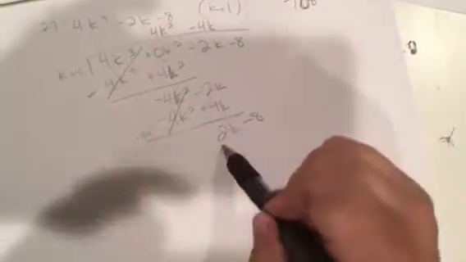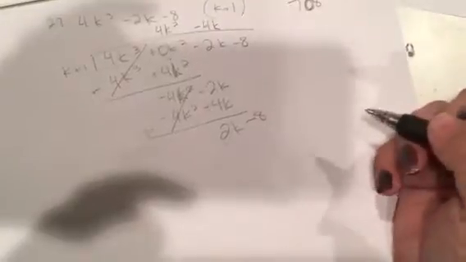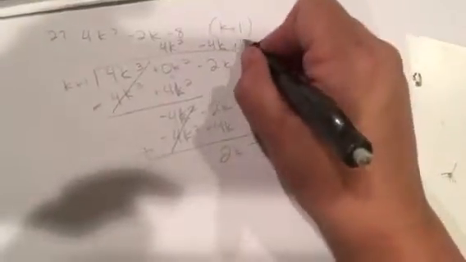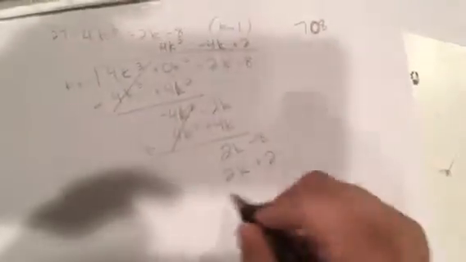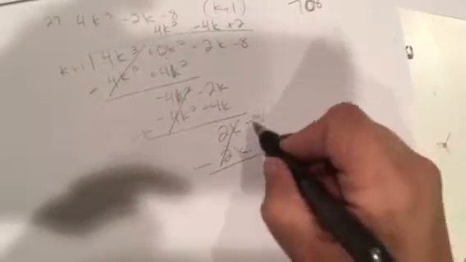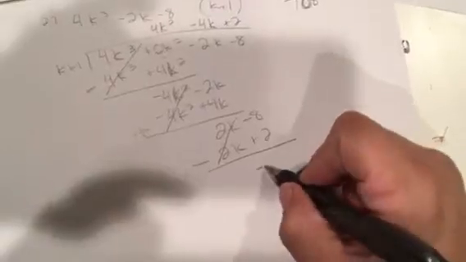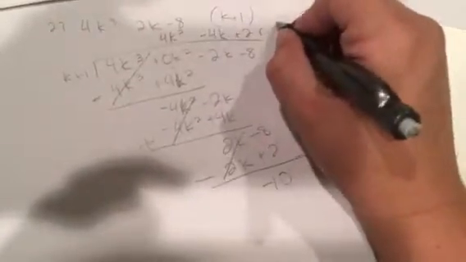Okay, k times what is 2k? 2. So 2k plus 2. I just multiplied. Okay, that's gone. Subtract. Negative 8 minus 2. It's negative 10. So the remainder is negative 10.